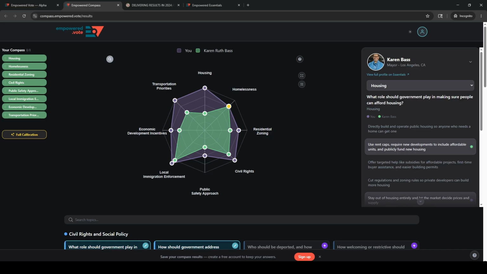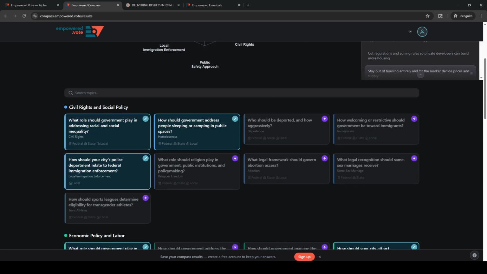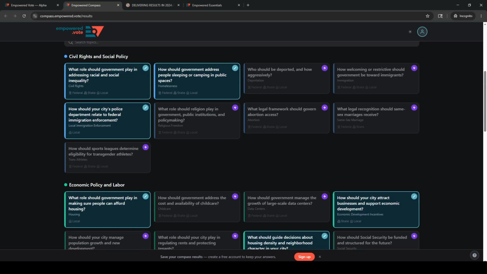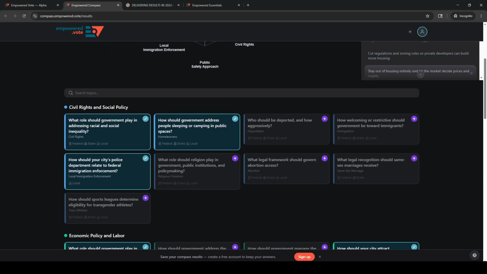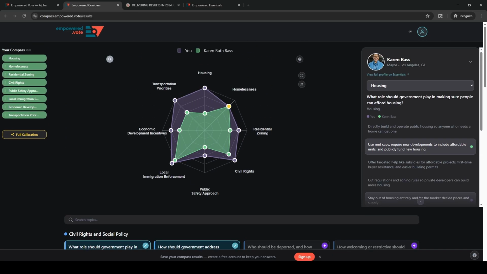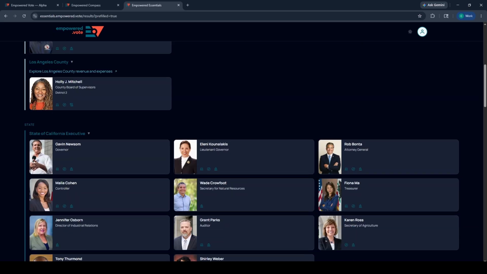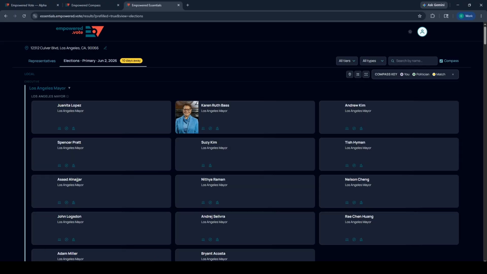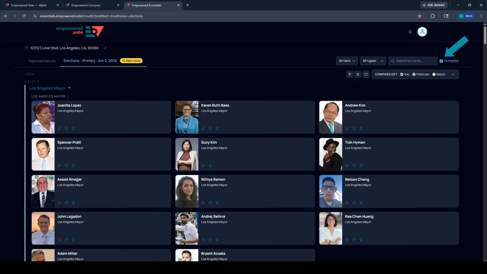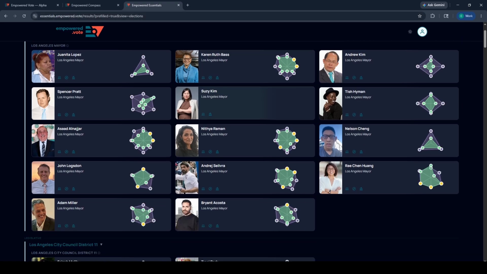So the local lens is 8. A full calibration is just shy of 50. So it's a few more questions that you can answer, but we can also be very customized and bespoke around what topics you are looking for. Maybe you don't care about these issues quite as much right now. And the nice thing about the compass is that once it's built, you can go back on Essentials, and as you're exploring through, you can press this button up over here and just compare everyone very quickly.